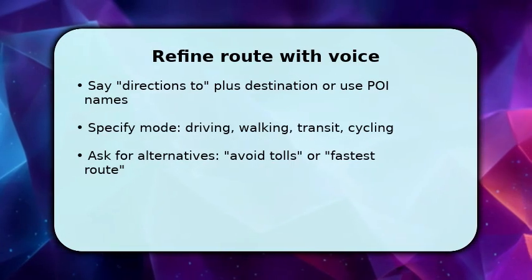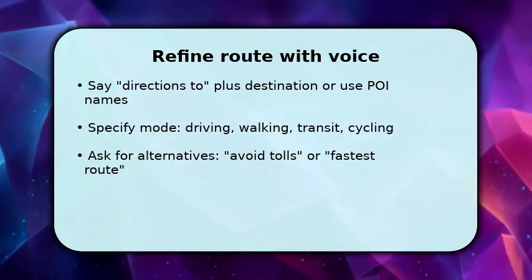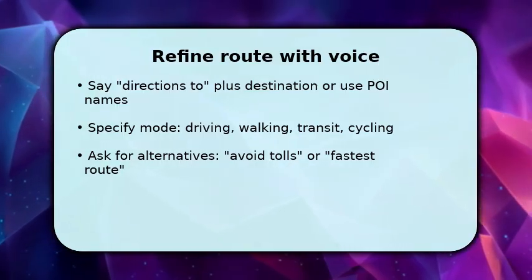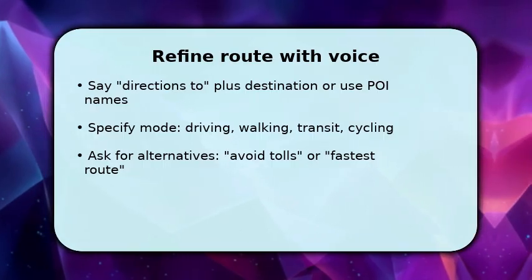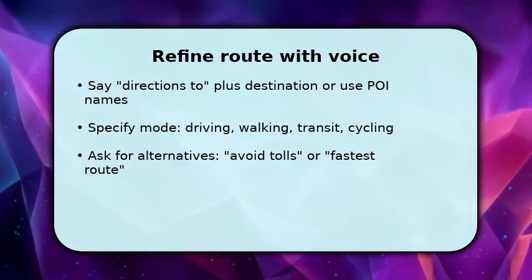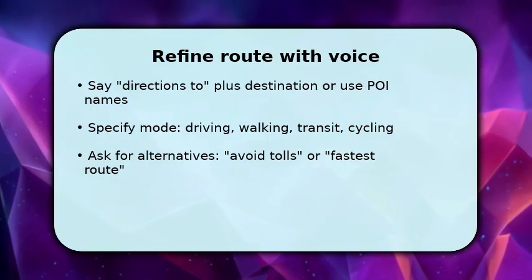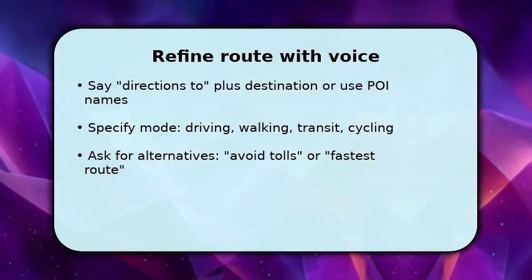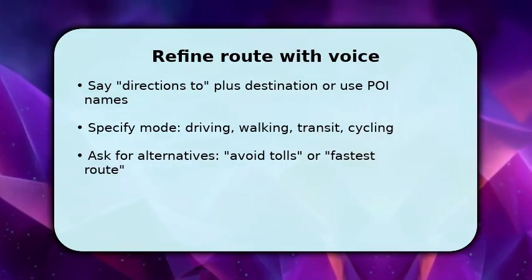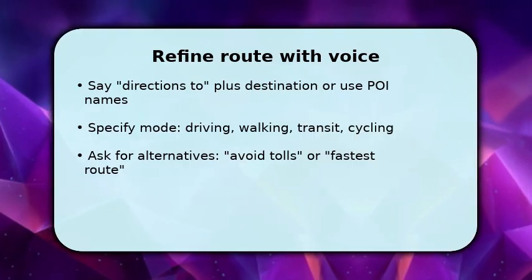Now you refine the route using clear commands. Say directions to and the place name or address so the app plots a path. Make sure to state the travel mode, driving, walking, transit, or cycling, because each mode yields different lanes and ETA. If you want preferences, add phrases like avoid tolls or fastest route to tweak routing. This updates the map and recalculates ETA.